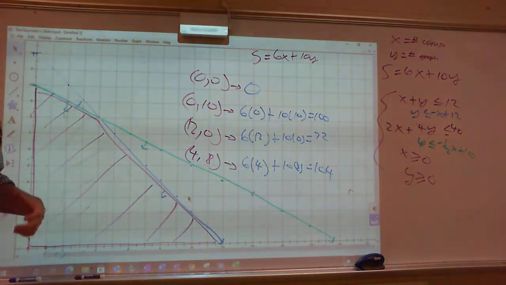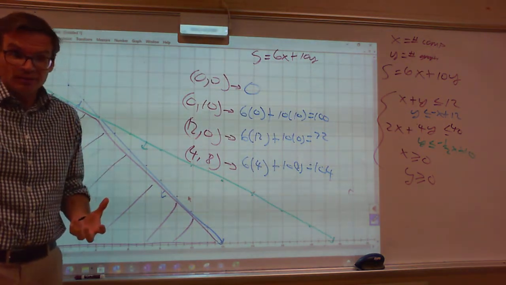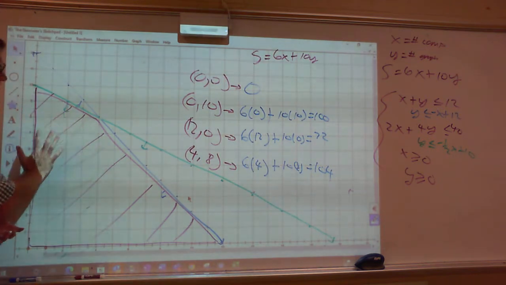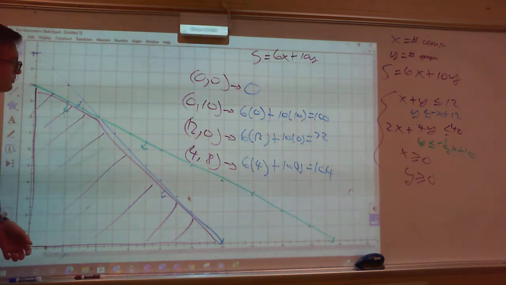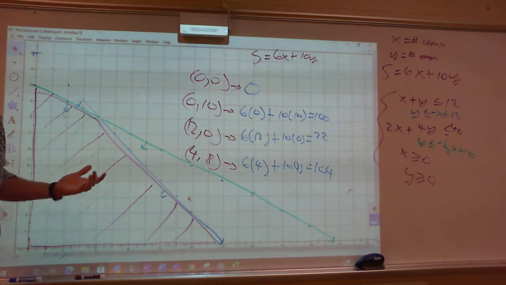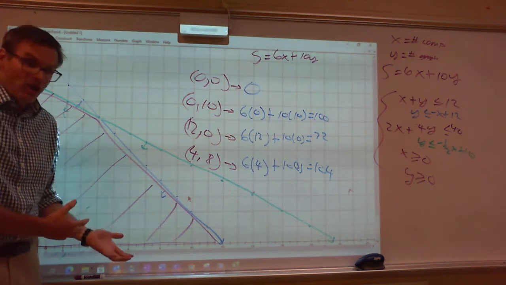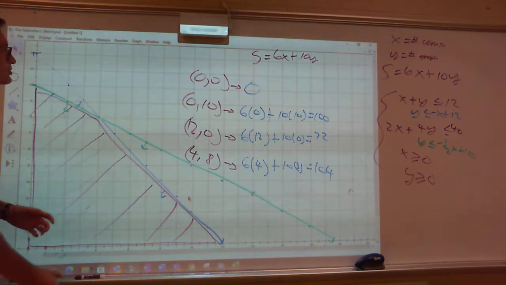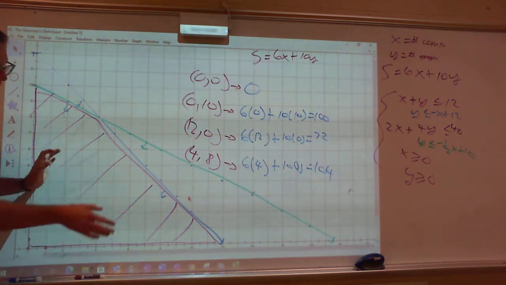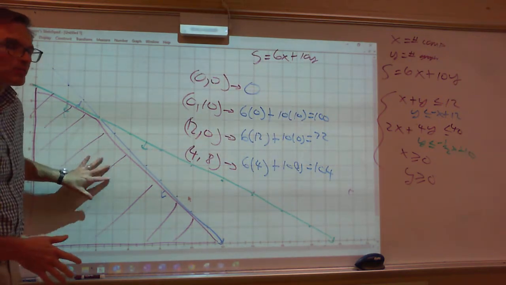And even though we've not done many linear programming problems, this is typically the picture you get. Pretty much every linear programming problem I've ever taught in 20 plus years, this is the general picture. I mean, sometimes they get more complicated, but this is typically what happens.